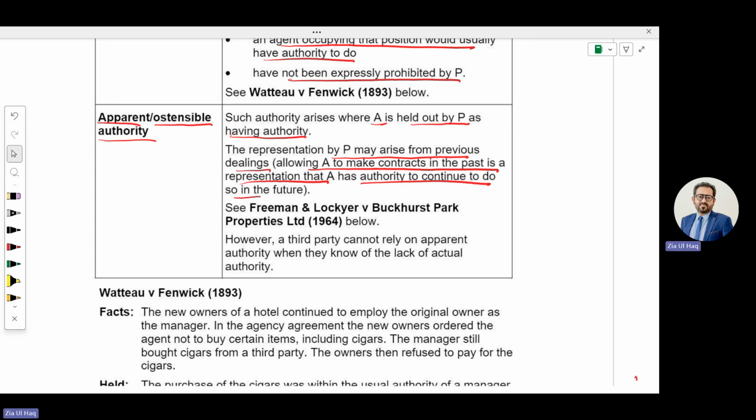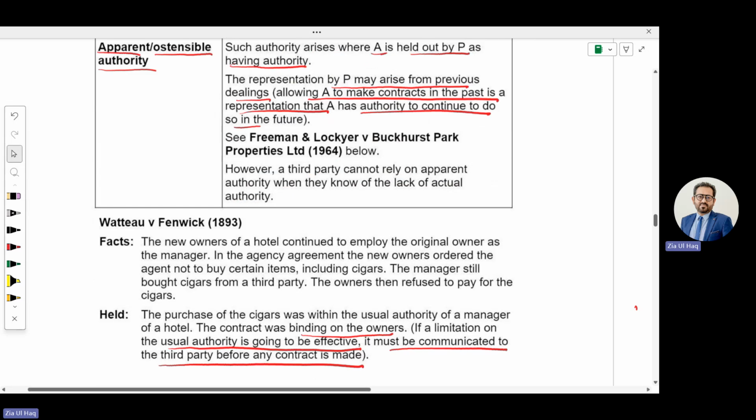Meaning if ownership is changed, the manager, whatever he was doing for the previous owner, he is also doing for the new owner. If you haven't communicated to him that your authority has been changed and you cannot do this thing, then it doesn't affect the agent. You need to communicate.